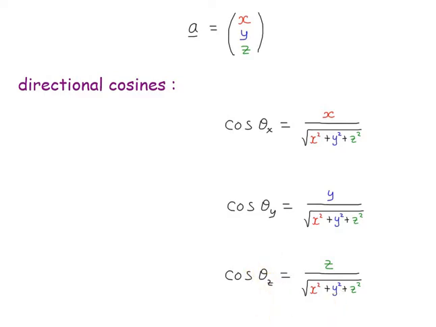You don't need to know the proof for these directional cosines for the purpose of the exam. You just need to be aware of how to work out an angle with a particular axis: the angle with the x-axis, the angle the vector makes with the y-axis, and again with the z-axis.